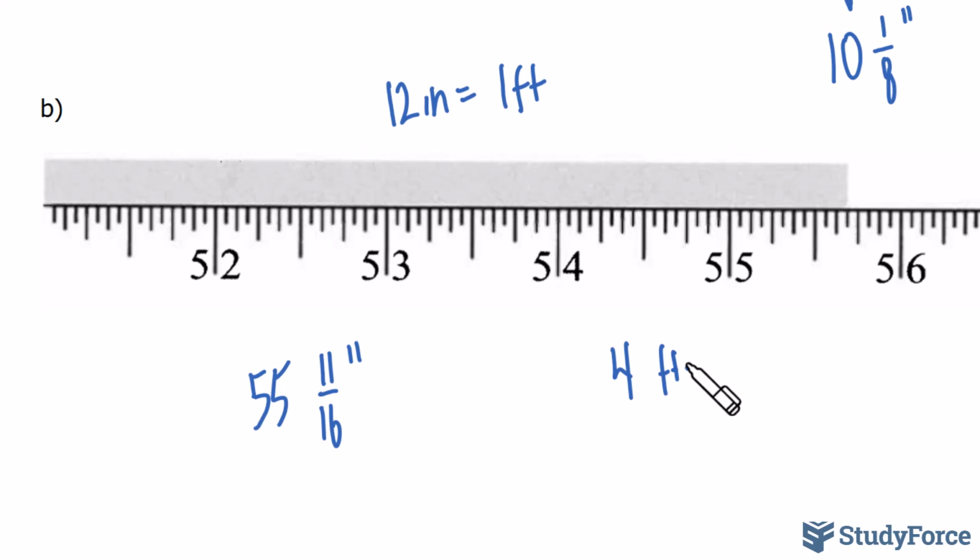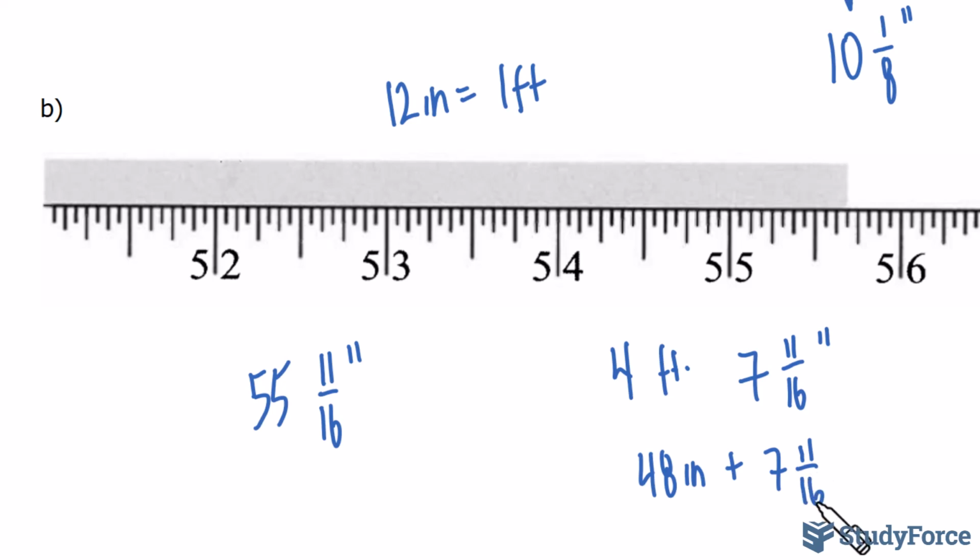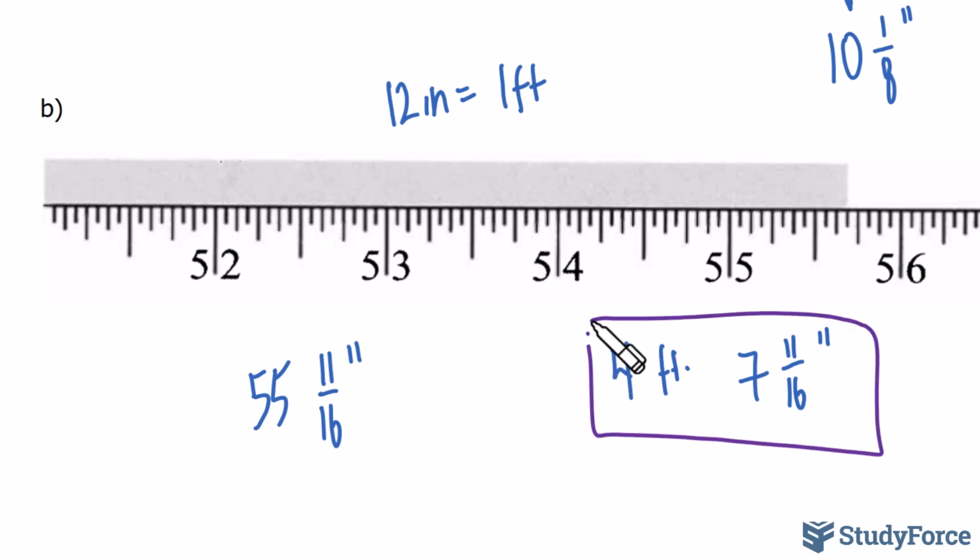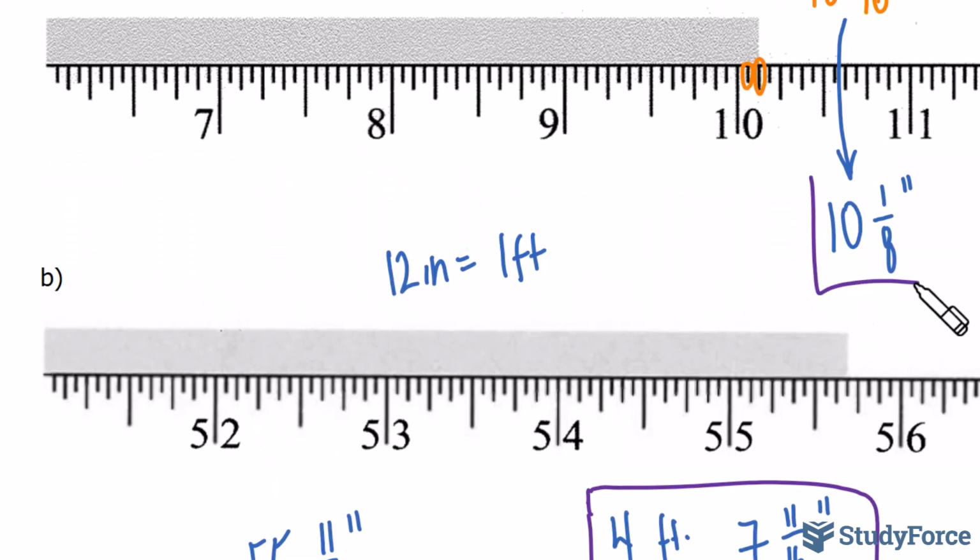And the difference from the 55 and 11/16 mark to 48 will mark how many inches left over there are after the 4 feet. So from 48 to 55, that marks 7 inches and that 11/16 that we found earlier. So again, this is like saying 48 inches plus 7 and 11/16 inches, which amounts to 55 and 11/16. For this particular example, this is your answer. And for the previous, that's your answer.